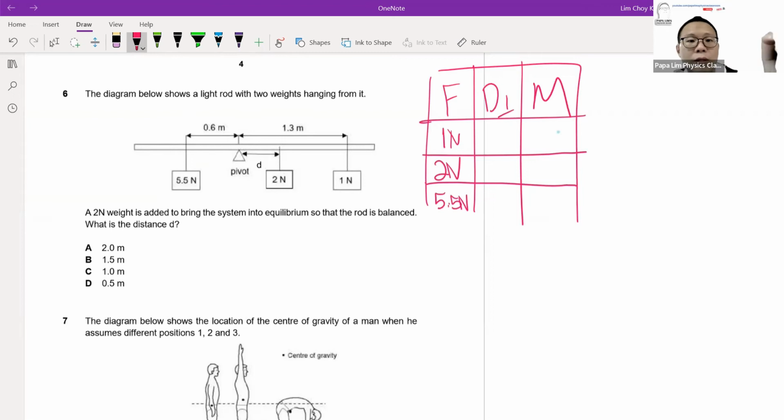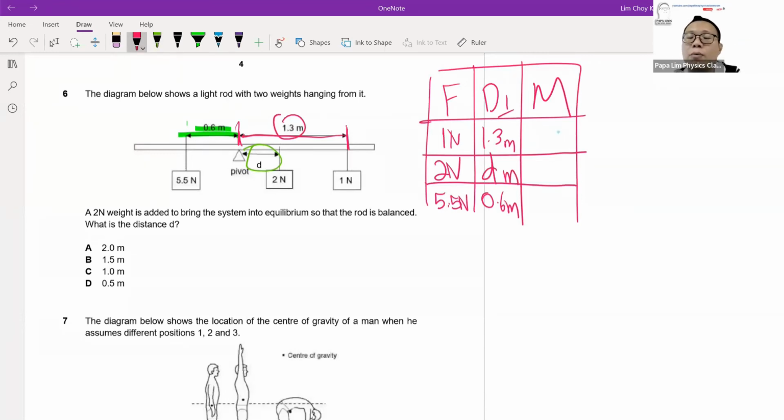For example, for the first, 1 Newton, the perpendicular distance will be from the force to the pivot, which is this particular distance, 1.3 meter. So I will place the distance here, 1.3 meter. Then for 5.5 Newton, the perpendicular distance will be 0.6, so I'll write 0.6 meter here. The perpendicular distance for 2 Newton will be this D here, like given in the question. So it will be D meter.